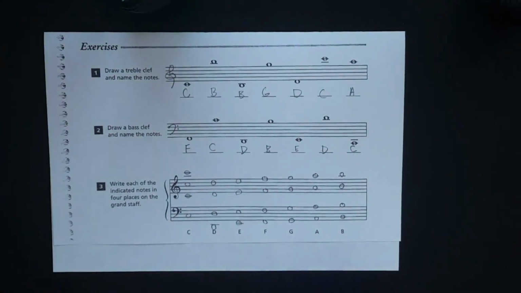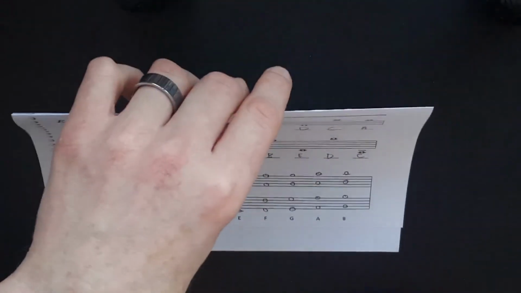And there you have it. Alfred's Essentials of Music Theory, Unit 1, Lesson 5.